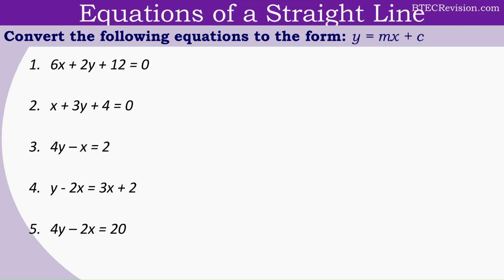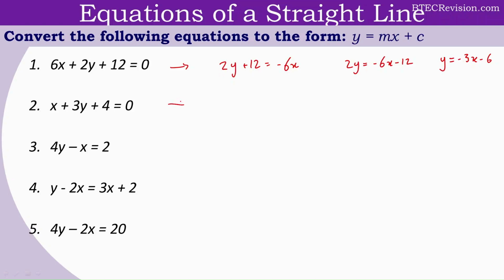Now pause the video here and complete these questions. Question number 1, we will take away 6x from both sides. So it will give us 2y plus 12 is equal to negative 6x. And then we will take away 12 from both sides. So that will give us 2y is equal to take away 6x, take away 12. And then we would divide both sides by 2. Therefore, we have y is equal to negative 3x, take away 6.